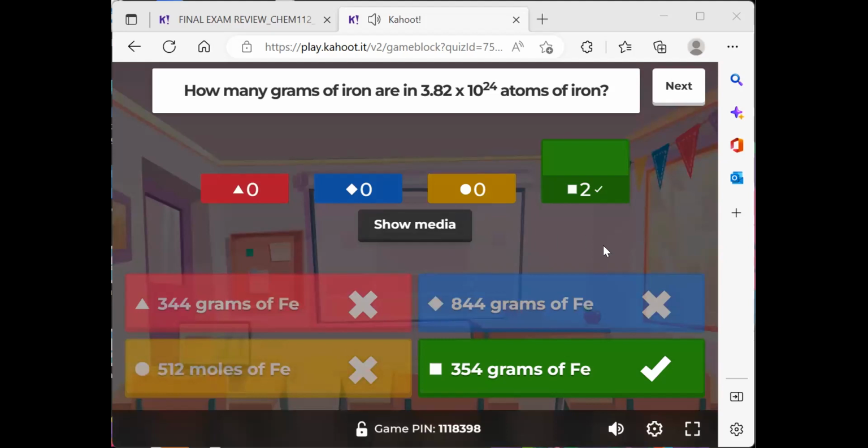Okay, so this one is the conversion from atoms all the way to grams. So in order to do this, if you're given atoms, we're going to divide by Avogadro's number. Then once you get that result, you're going to multiply by the molar mass of the element. And that's how we do a problem like this.